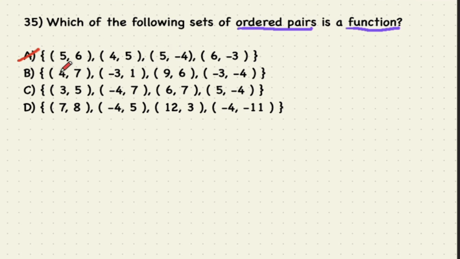Answer choice B, we have 4, -3, 9, -3. The -3 values are repeating, and those are both x values. So that's incorrect. Answer choice C, we have 3, -4, 6, and 5. So we know that this is a function because we do not have any repeating x values. And then let's look at D. We have 7, -4, 12, -4. And we know that this is not a function due to the repeating of -4. Okay, so let's go ahead and move on to number 36.